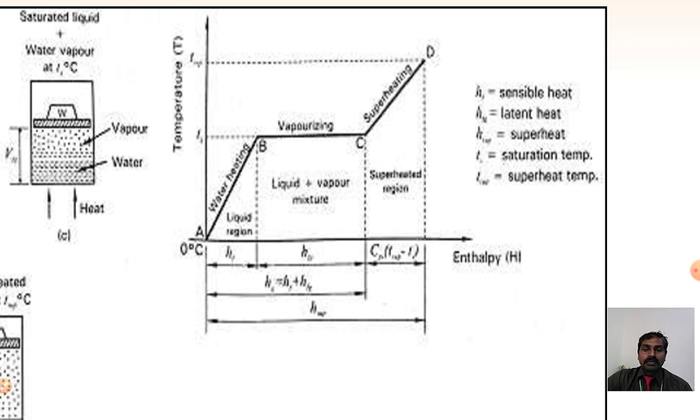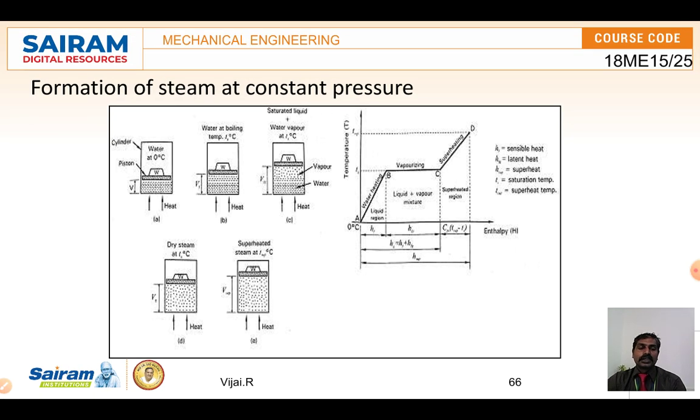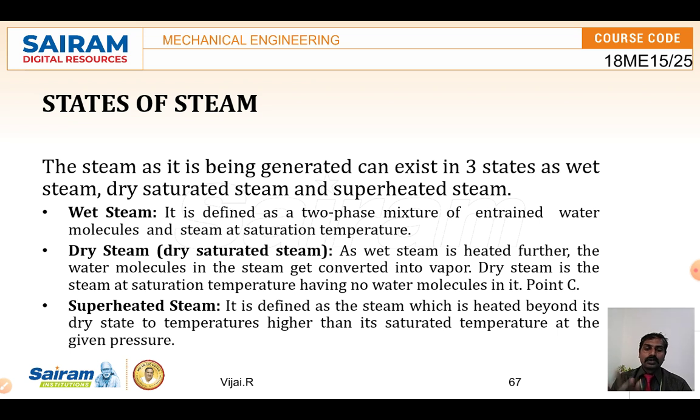So from B to C: B is the liquid form of water at 100 degrees, and C is gas steam at 100 degrees temperature. So it's a conversion from one point to another point. It takes place slowly. So the dry steam is at point C. It has totally no water particles.